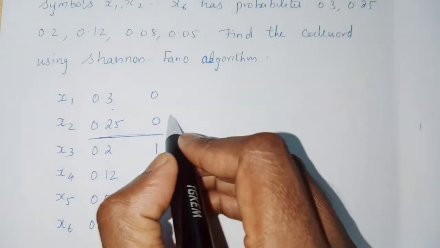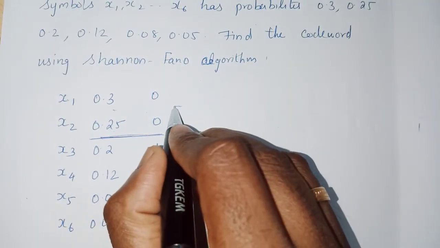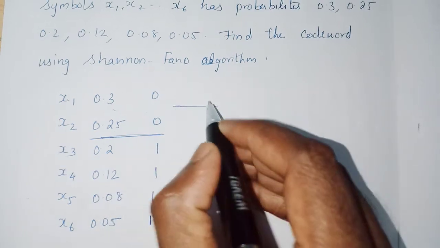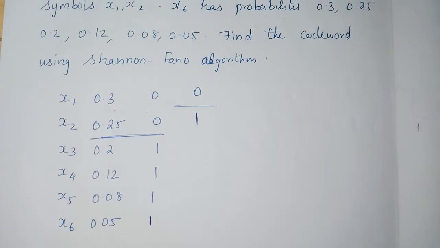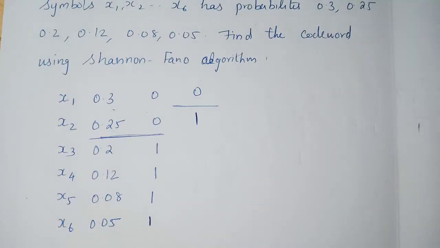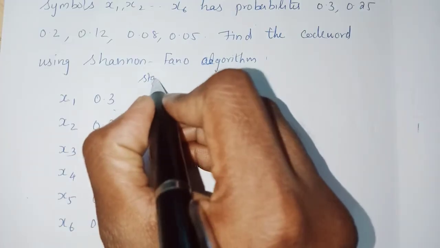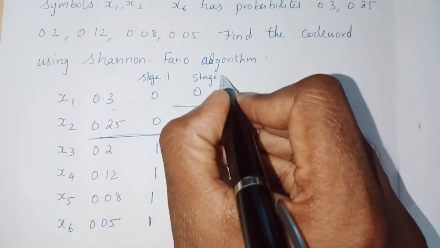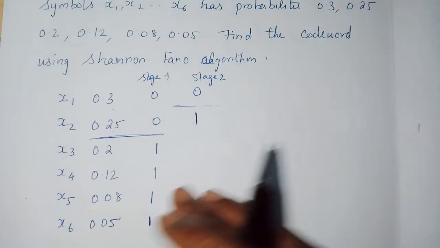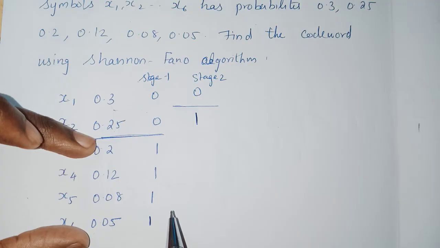Okay, now if I split this again, I have only two symbols. So I'm going to split it. This is going to be 0, this is going to be 1. There's no other option anymore, right? So this will be put as stage 1, this is stage 2. Now the top portion is a separate thing and the bottom portion is a separate thing.